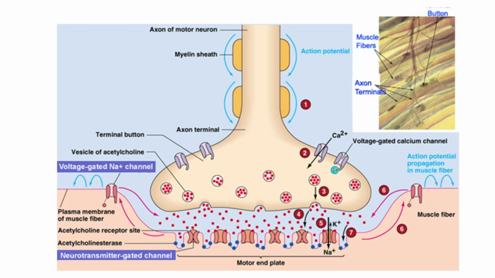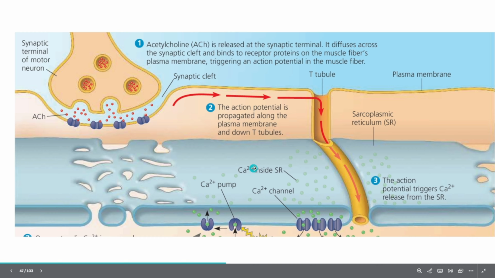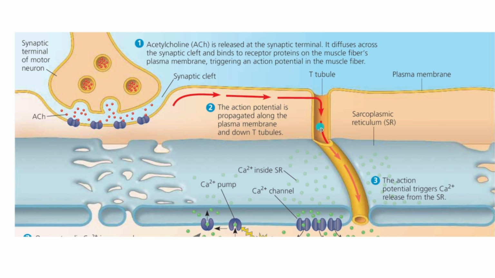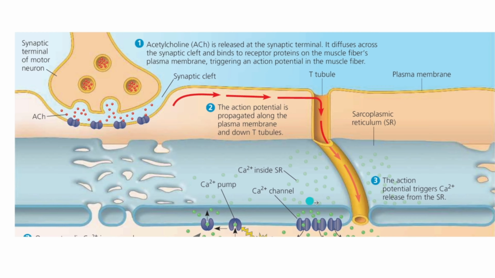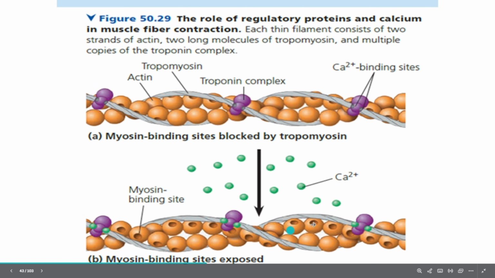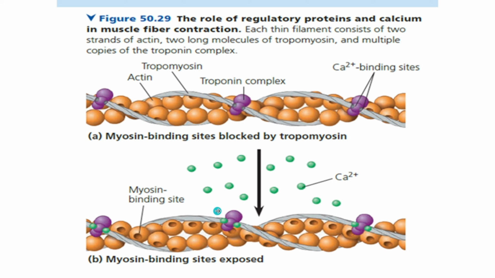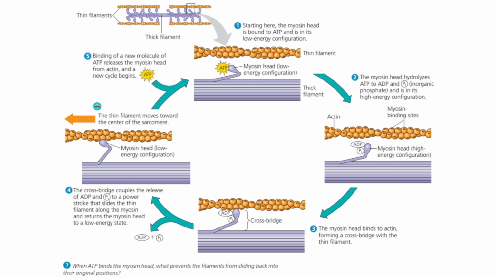Now we go through the detail. This is a more detailed view of the neuromuscular junction. What is happening here? I just enlarged the diagram. Once the action potential has reached the sarcoplasmic reticulum, it will trigger the release of the calcium ion. If there is no calcium ion, there is no muscle contraction. Why? Because calcium ion is needed to expose the myosin binding site. If there is no calcium ion in the cytoplasm of the muscle cell, then there is no muscle contraction. So this is the detail.